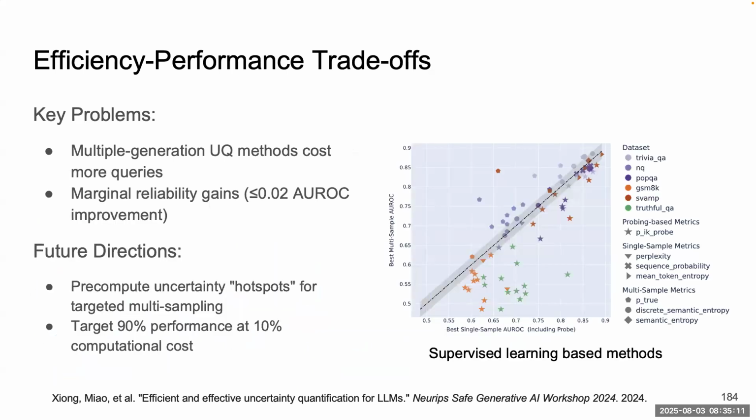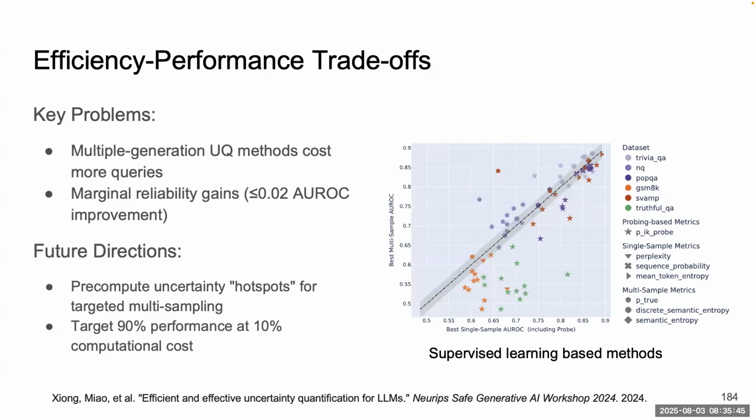And this is also another experiment result. This is a performance comparison of a single sample method and a multi-sample method. The x-axis is the single sample performance, and the y-axis is the multiple rounds of generation. You can see if it's lower than the area, it means that the single round performance is better than the multiple rounds methods, the uncertainty quantification method.